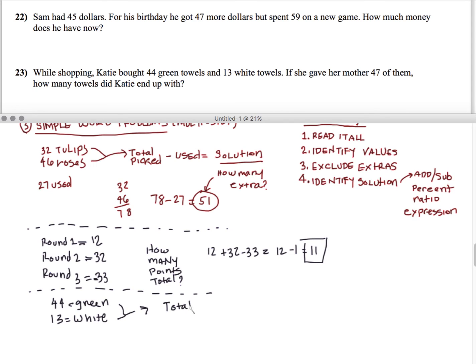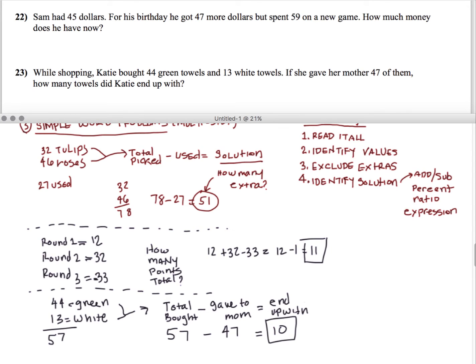So that's the total towels that she bought, minus the ones that she gave to her mother, should give us our answer, what she ended up with. Again, look at the logic. The math is super simple. It's the logic that I want you to get. 57 minus 47, and then we have 37. We go ahead and end up with 10.